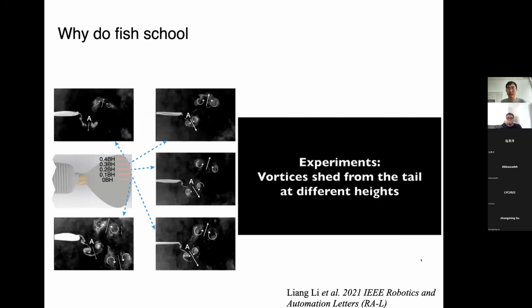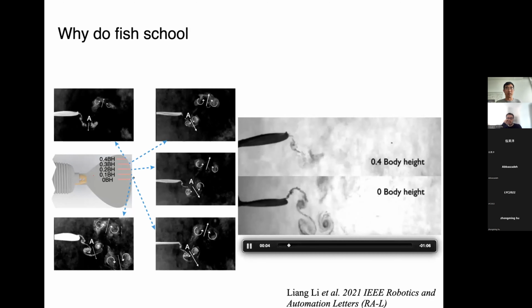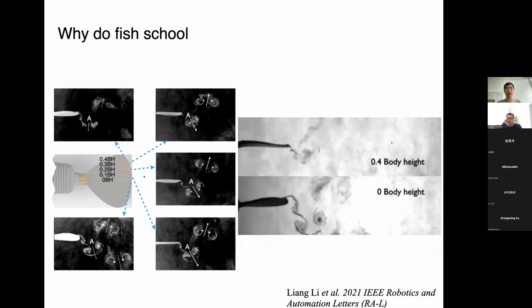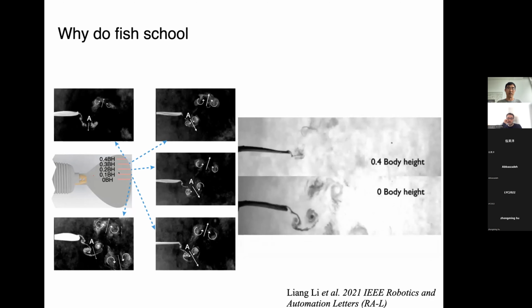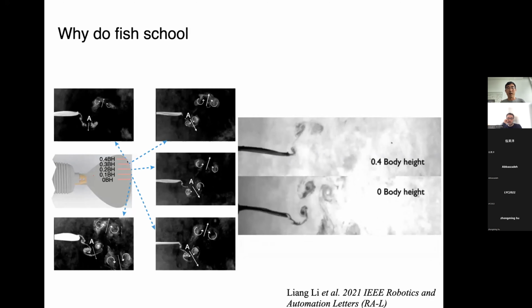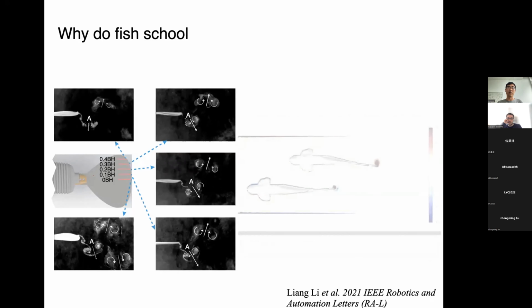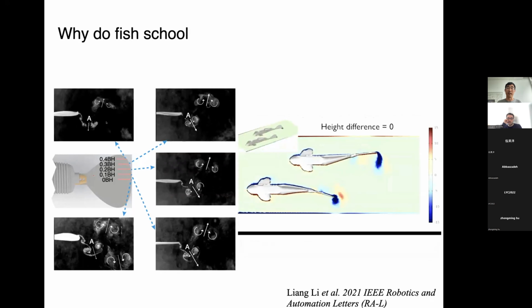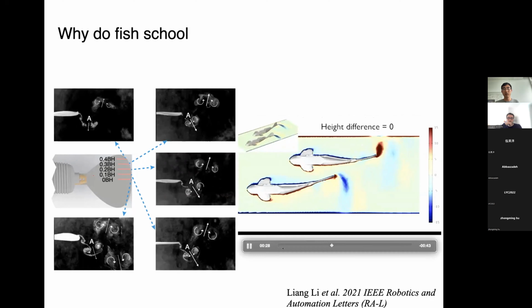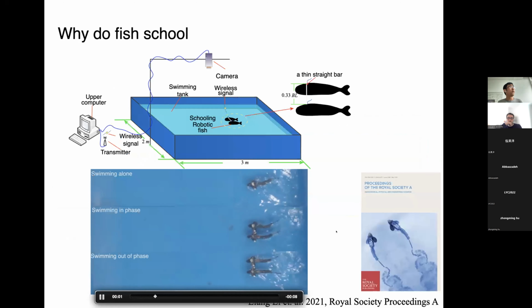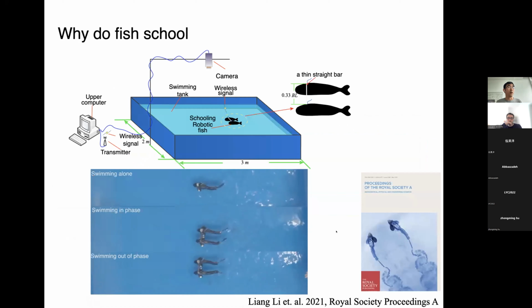We also did flow visualizations, and we basically looked at the reverse Kármán vortex shed by the robotic fish at different heights. And we find the higher, the smaller the vortex, and also the slower the vortex will move. This indicates there's a shift between the optimal phase difference for front-back and height difference. All of those experiments we conducted in the flow tank, where we have a system which fixes the robotic fish.